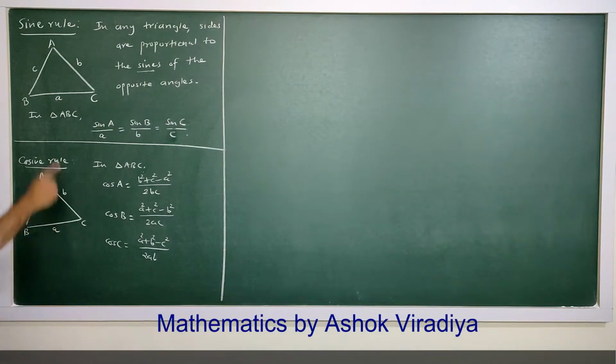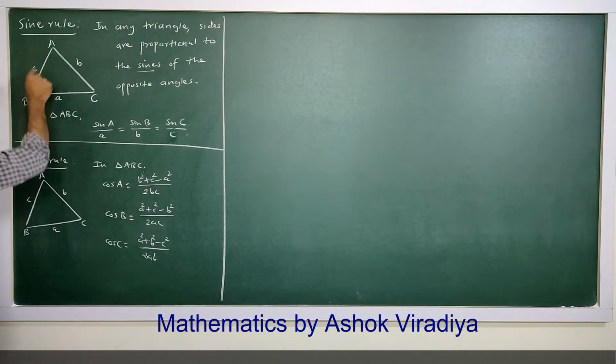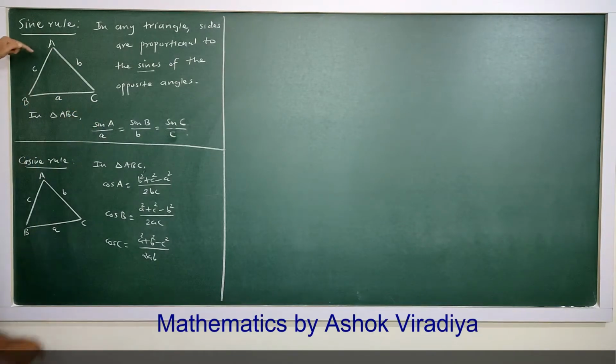Meaning, say, in this triangle ABC, these are angles. The side opposite to angle A we denote by small a, the side opposite to angle B we denote by small b, and the side opposite to angle C we denote by small c. So these are the standard symbols for angles and sides when we discuss properties of a triangle.